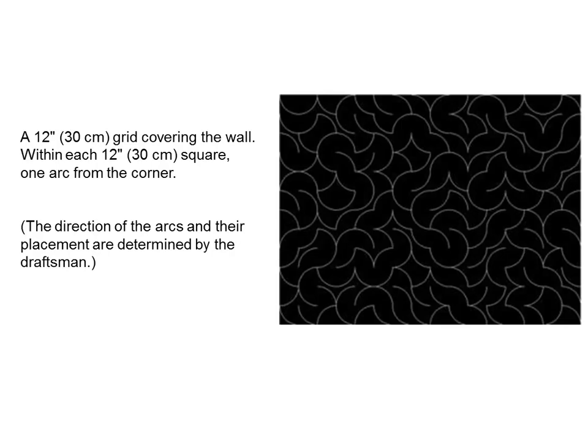So this is one of his instructions: you have a 12-inch grid covering the wall. Within each 12-inch square, one arc from the corner. The directions of the arcs and their placement are determined by the draftsman. Right? That'll be $500,000, please. That's what he did. And it's a simple idea. You have a grid, and you have 4 positions for the arc. Make a random number, and then this is the composition. I think it's beautiful, really interesting to look at. You see certain kinds of flows in it. You could make a million of these things and they'd all be different. But he has the idea. It's just 2 lines of code, let's call it.